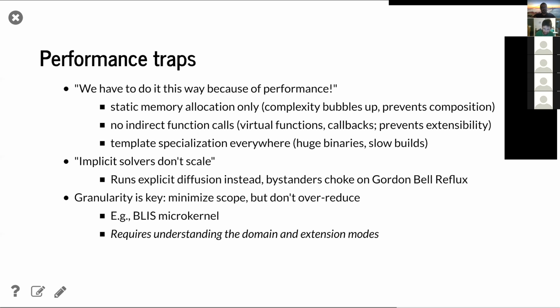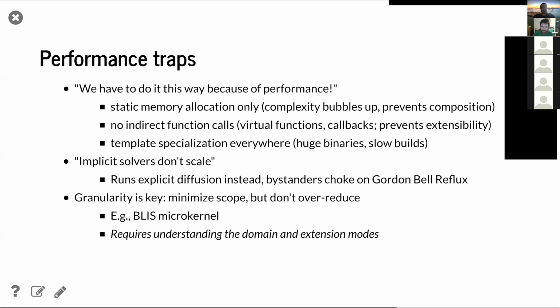There was a Gordon Bell issue several years ago where the author said, well, implicit solvers just don't scale. And what they were doing is running explicit diffusion instead, which is great for generating flops and horrible for actually solving the problem. So granularity is really important.